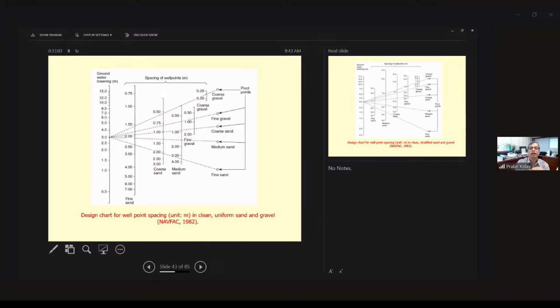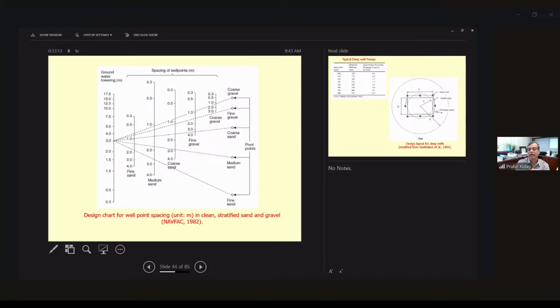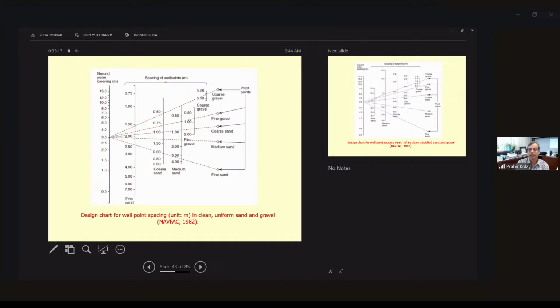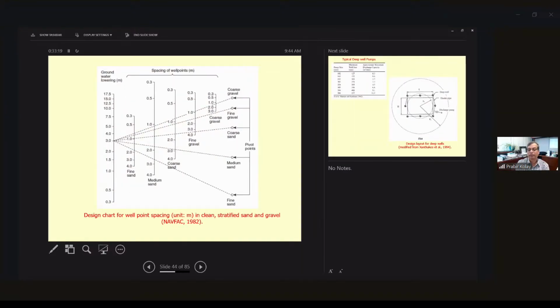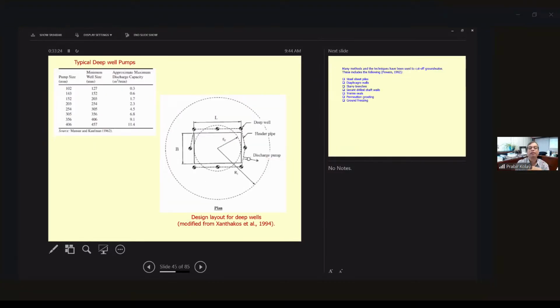Okay. And as I mentioned, the design chart for the well point system, this is the clean one. I already mentioned this is from the NAVFAC system design chart. This is for the clean stratified gravel. Earlier one was the homogeneous gravel, sand and gravel. And now this is again, as I mentioned, the same table I mentioned over here.